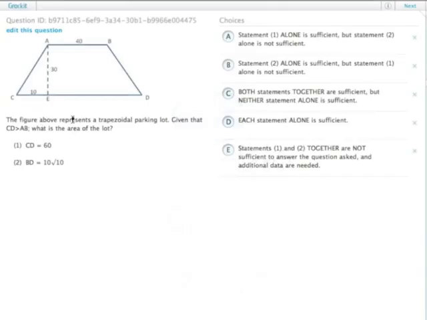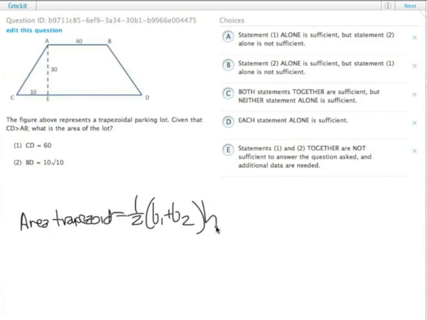So the figure up above represents a trapezoidal parking lot. It doesn't matter that it's a parking lot. It does matter that it's a trapezoid. You may remember that the area of a trapezoid is equal to 1/2 of base 1 plus base 2, the two parallel bases, times the height.